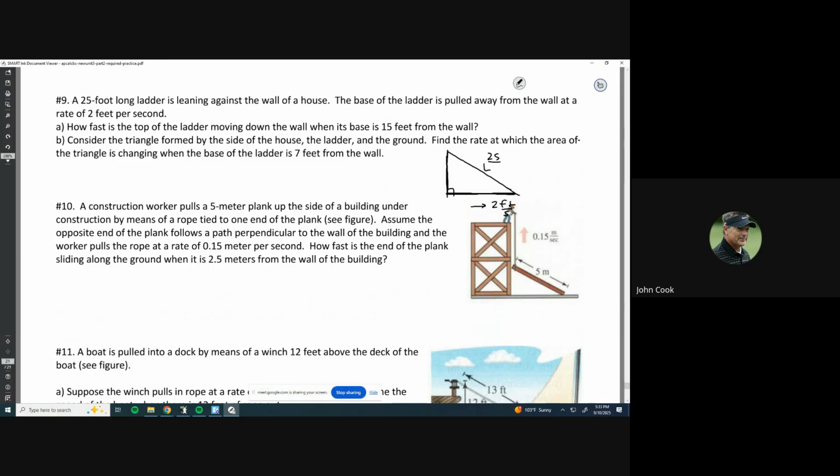So the length of the ladder is L. That's going to be fixed. So that's going to offer some nice things in the future. Going up and down the wall, let's call that the y variable. And then going away from the wall, let's call that the x variable.